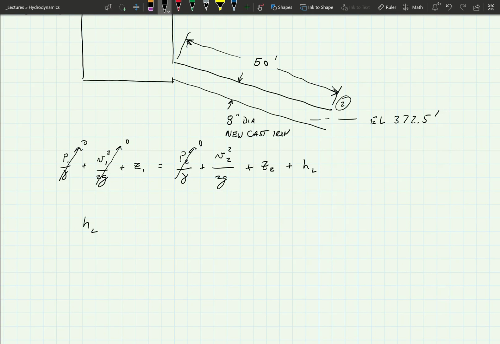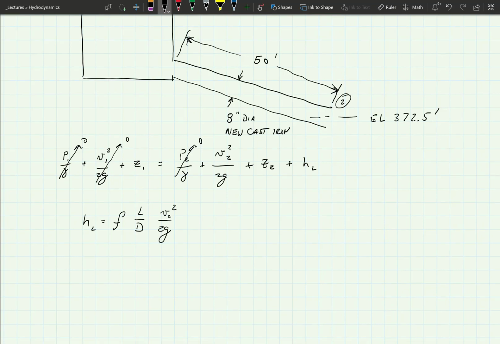So HL is the friction times the L over D, V squared over 2G. Remember that mess? And in this particular case, it's going to be V2.